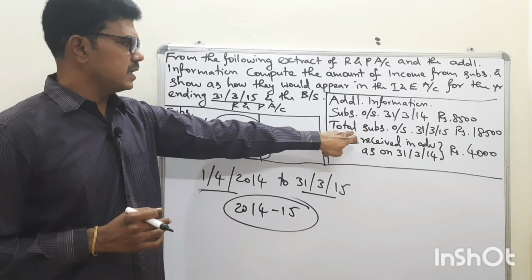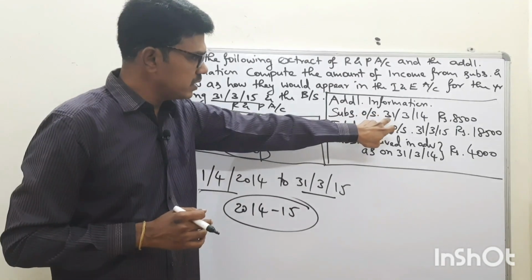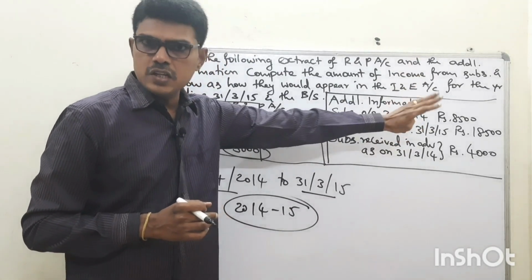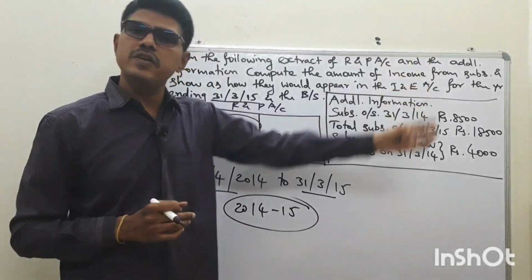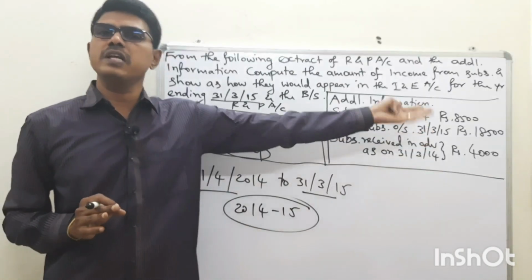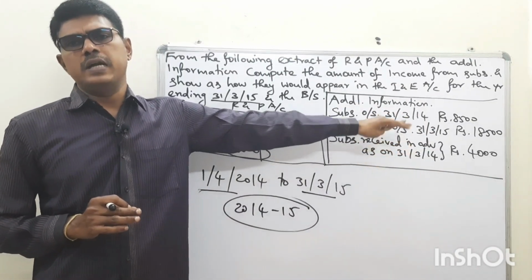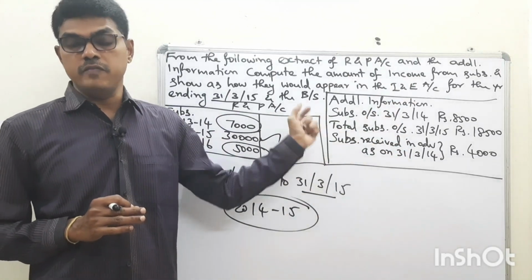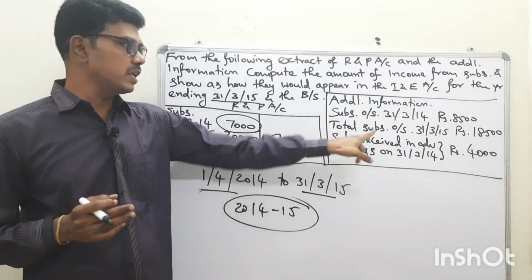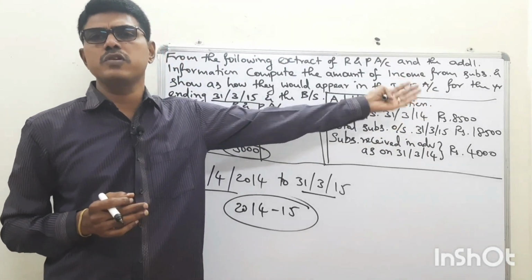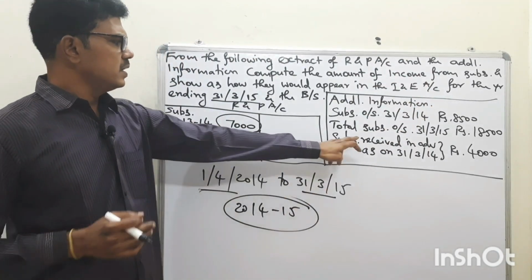Even if they have given 1/4/2014, we should understand that this is of the previous year. No amount will be outstanding on 1/4; the previous year balance would have been brought down to the current period. Just to confuse us, they may give 1/4/2014, but we should understand that the amount is for the previous year.